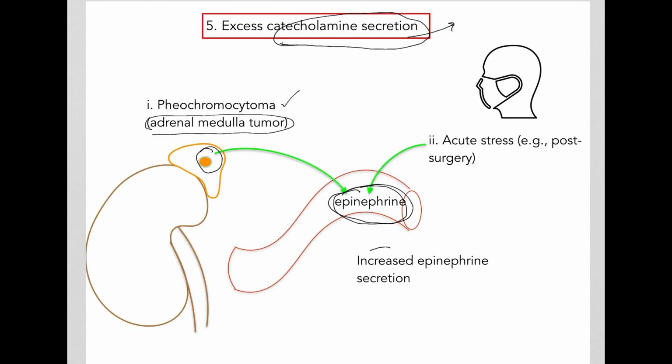So there's going to be increased epinephrine secretion, and that's going to lead to increased blood glucose, hyperglycemia. Now, acute stress, as you know, epinephrine is released in acute stress in the clinical setting. For example, stress of just being in a hospital, visiting a doctor, or the stress after post-surgery can cause increased epinephrine, and that increased epinephrine can lead to hyperglycemia.